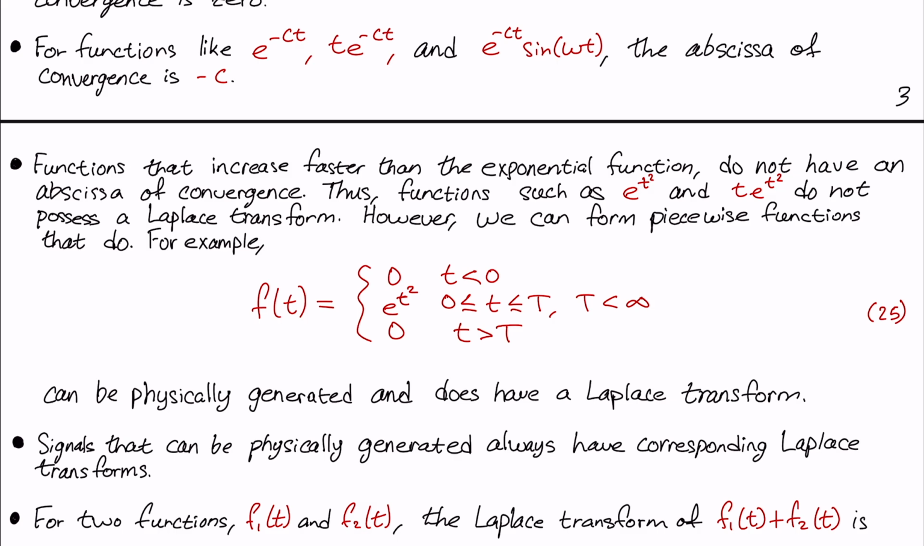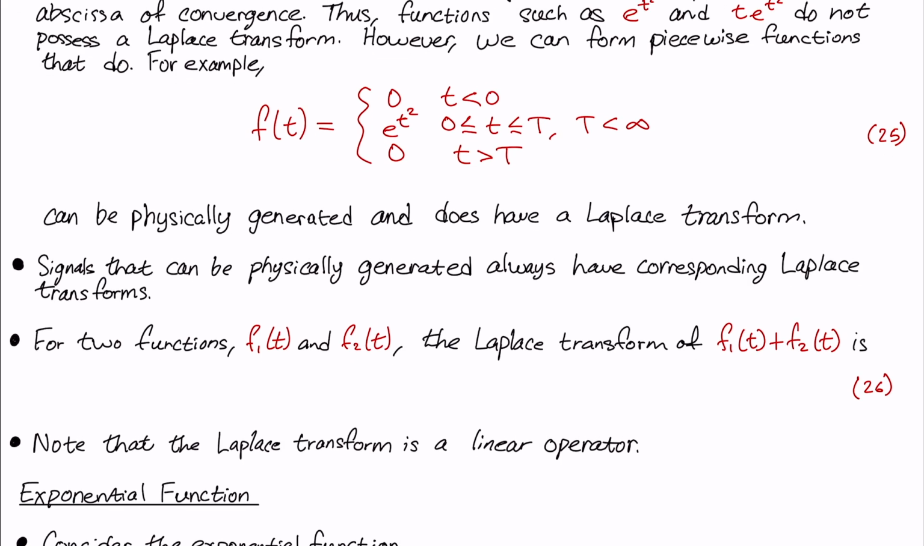And that's specifically because we've forced this function that increases faster than the exponential function to have a finite duration. And as a result, you can take the Laplace transform of this. So signals that can be physically generated, meaning that you can go into a lab and actually generate them through a signal generator, or the signals that you measure from some system, are real physical signals, and as a result, they will always have a Laplace transform. So any signal that you can physically generate will always have a Laplace transform.